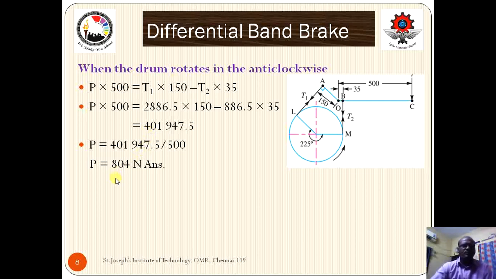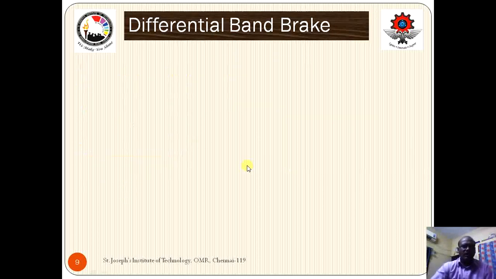Solving this, we get the P value, and P will be 804 Newton. This is the answer for rotation clockwise and anti-clockwise.